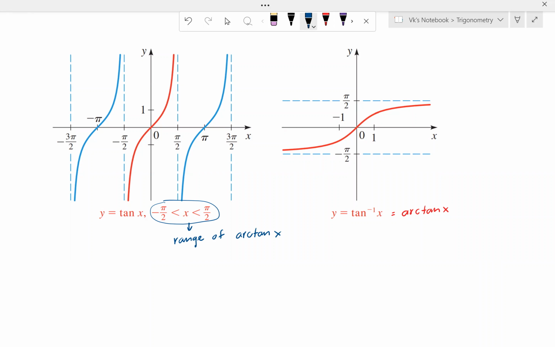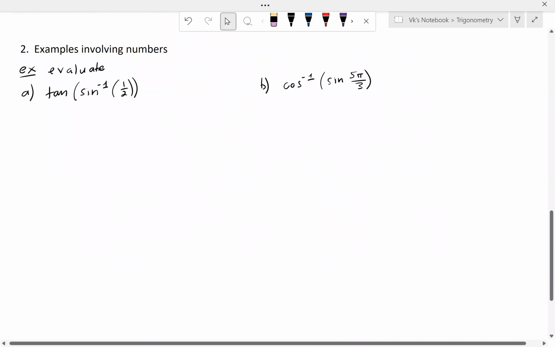These are very useful numbers. Range of arc sine, arc cosine, arc tangent. Let's take a look at some examples. Number 2, examples involving numbers.